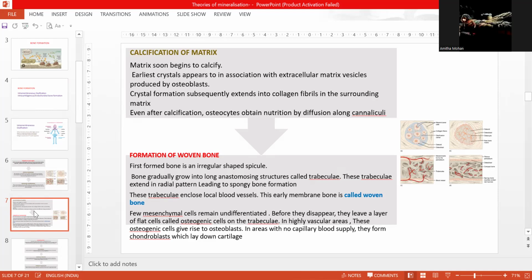Now here, a few of the mesenchymal cells remain undifferentiated. Before they disappear, they leave a layer of flat cells called the osteogenic cells on the trabeculae. In highly vascular areas, these osteogenic cells will give rise to osteoblasts. But in areas with no capillary blood supply, they form chondroblasts, which lay down the cartilage.